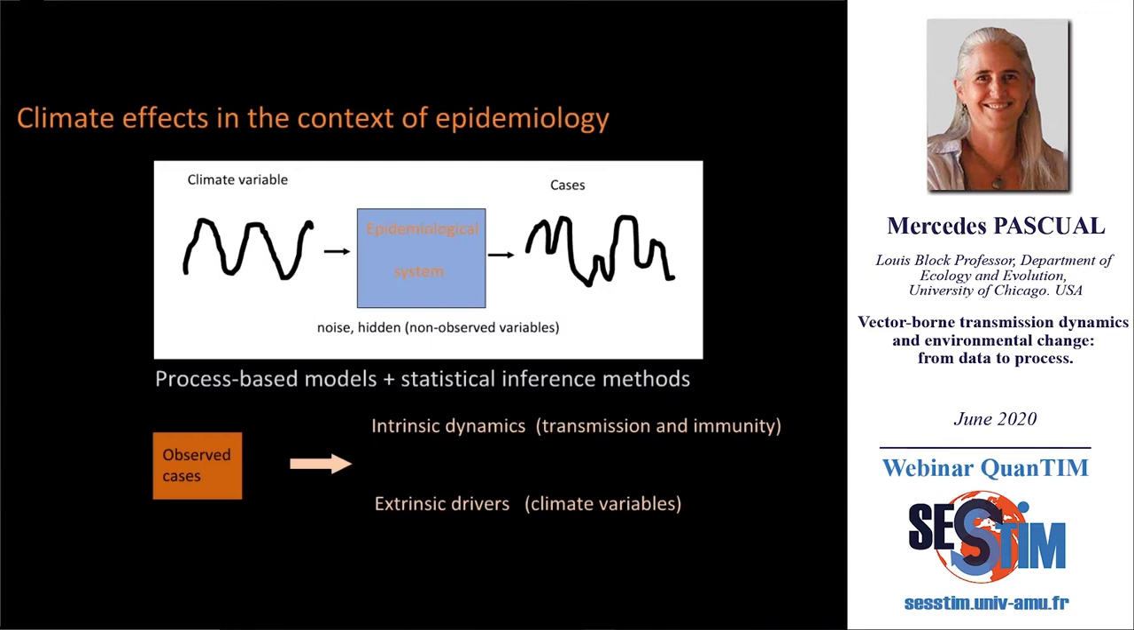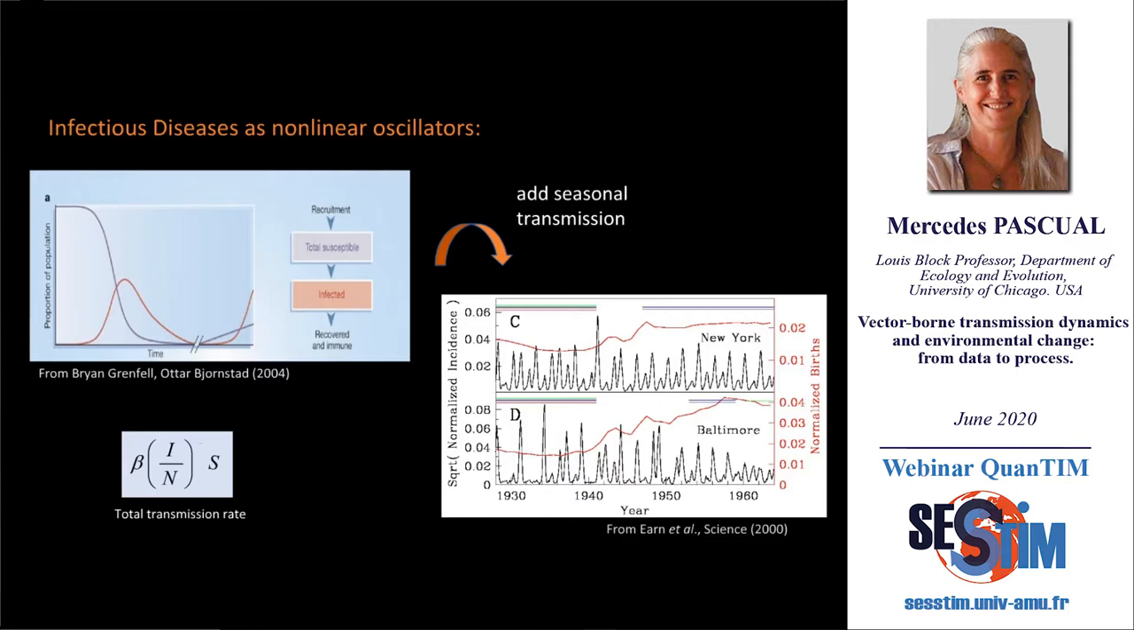What we have done in our work is to work with epidemiological models to basically analyze time series of cases, to ask about the role of climate variables. That is, we use these models that are based on mechanism combined with statistical inference methods to say something about the role of these extrinsic drivers given the epidemiological dynamics. And the reason this is important is because simple analysis may fail or may not be sufficient in light of the potential nonlinear dynamics of epidemiological systems.